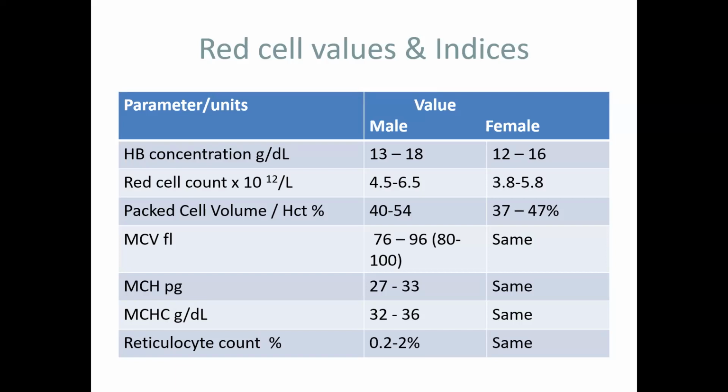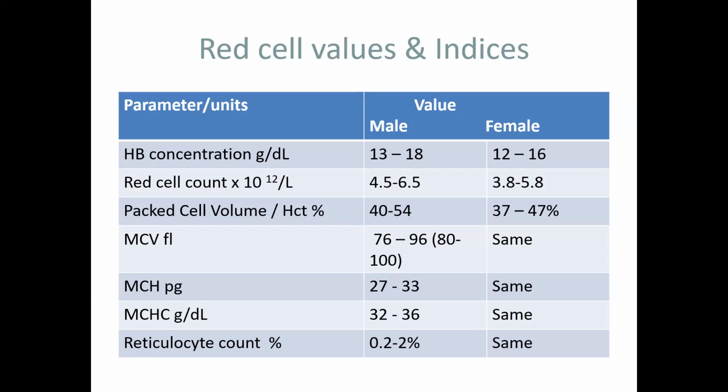And your reticulocyte count, this is looking at those immature red cells. They do not have a nucleus, but they contain RNA. And by looking at the proportion, we're able to tell whether there is increased red cell production or the red cell production is reduced.